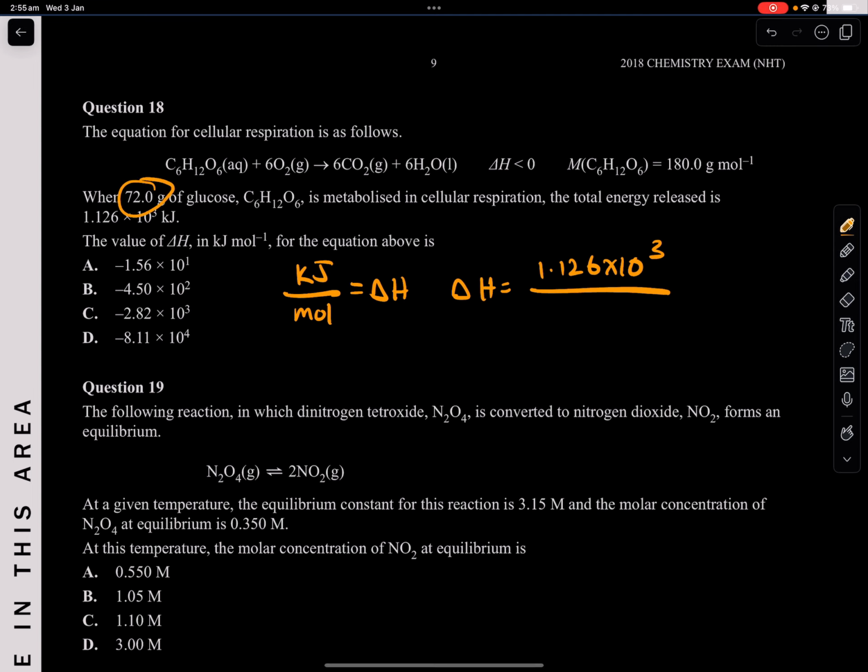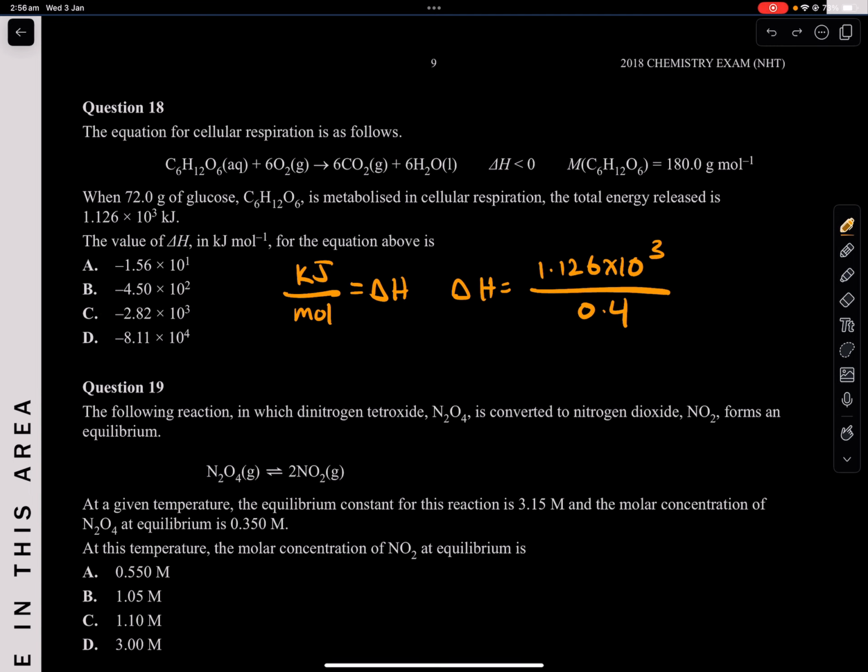We have the mass of glucose, and it's very easy to find the moles using the molar mass. The mole of glucose is the mass, which in this case is 72, divided by the molar mass, which is 180. So 72 divided by 180 gives me 0.4. So imagine putting 0.4 mole over here. You divide those and that should give you your change in H, your enthalpy change. And remember, it is negative, as they've shown us here.